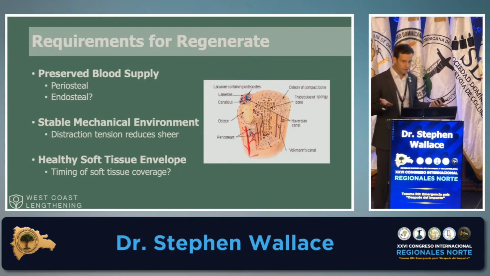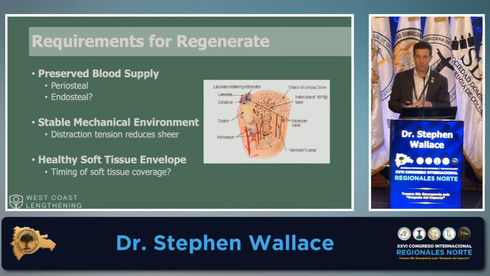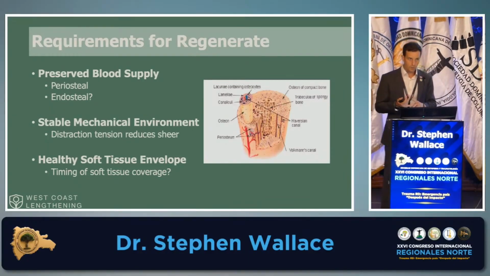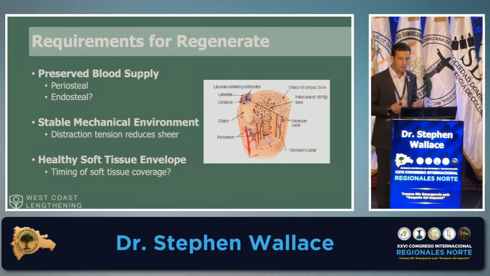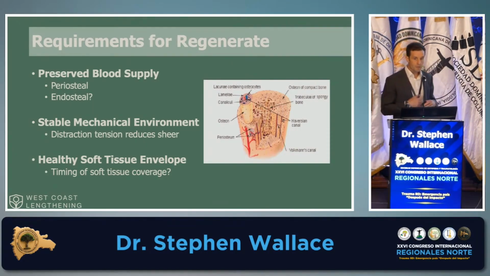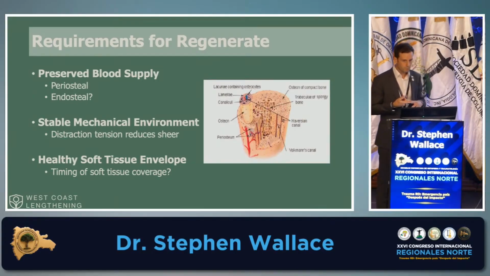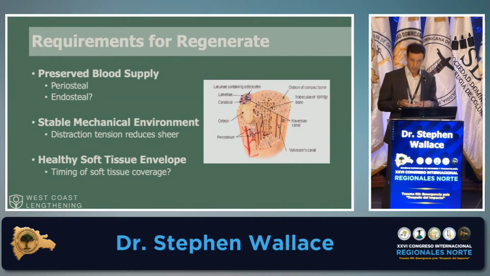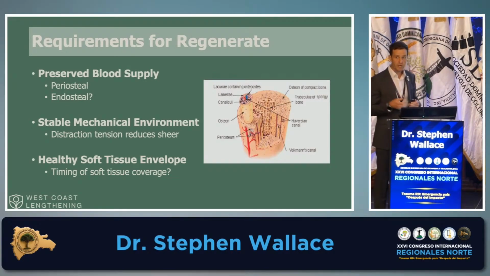So requirements for good regenerate, you want to preserve the periosteum. Old school thought, back from Elizarov, was you had to preserve the endosteum, but we're using a lot of motorized nails these days, which are all intramedullary, so some people are questioning that. You need a stable mechanical environment. Some people think that fractures like to heal in compression and compression only, but distraction reduces the shear, which improves your mechanical environment for healing of that distraction.